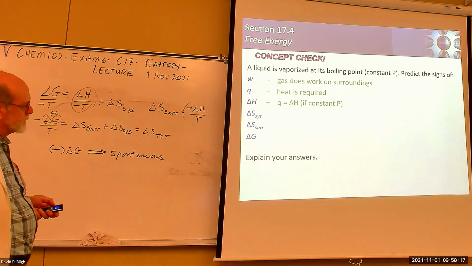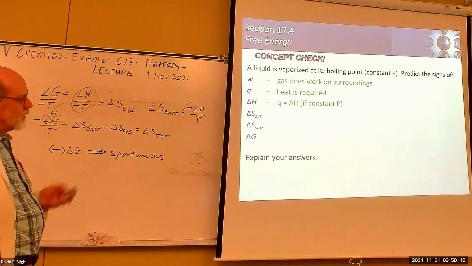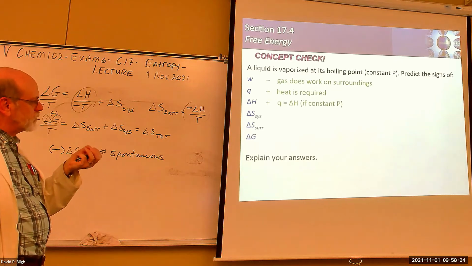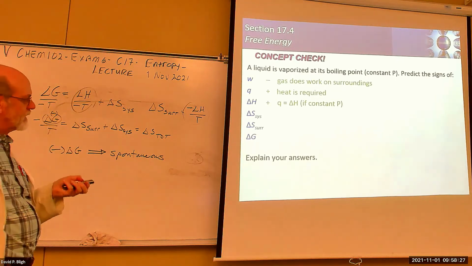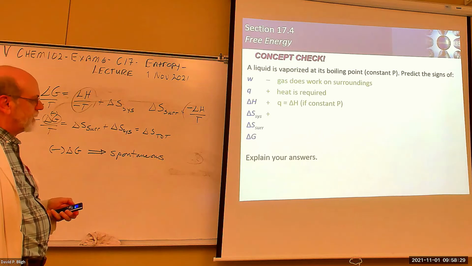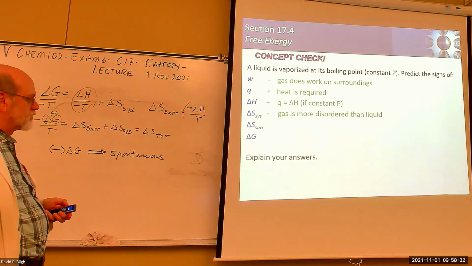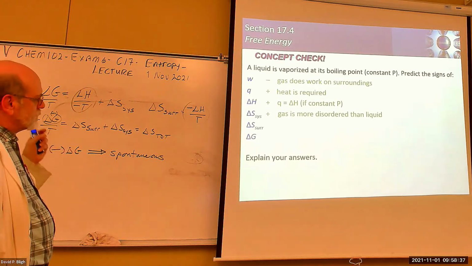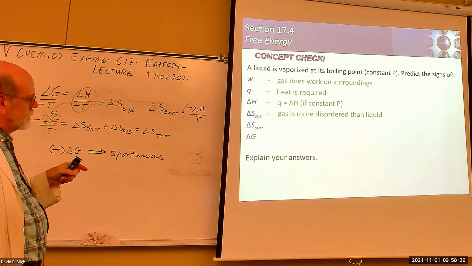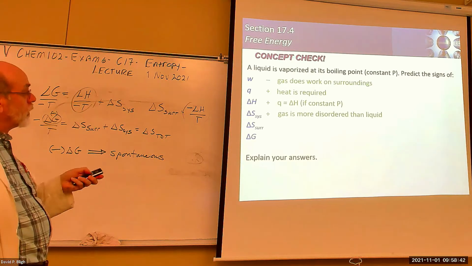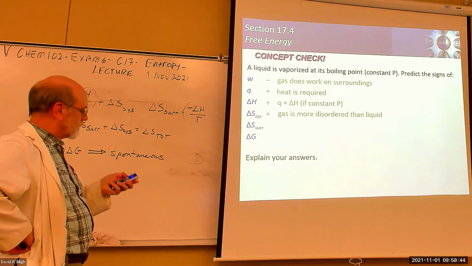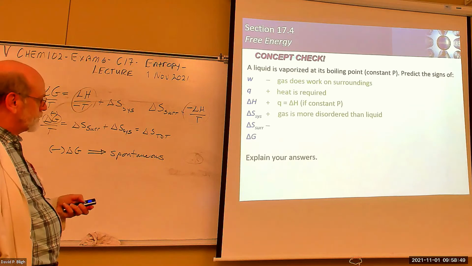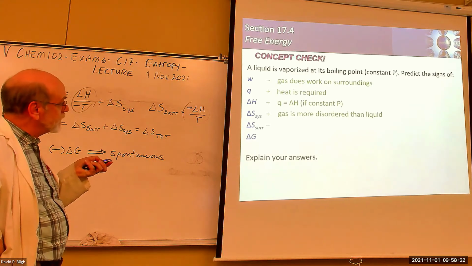How about delta S for the system? Well, if the system is the liquid, then the liquid is becoming more and more random. So it should be positive. More disordered than the liquid. How about delta S for the surroundings? We're adding energy to the surroundings. It's negative. No, we're extracting energy from the surroundings. So that should be negative. Yes, you're right. So the surroundings are supplying the heat for this process.